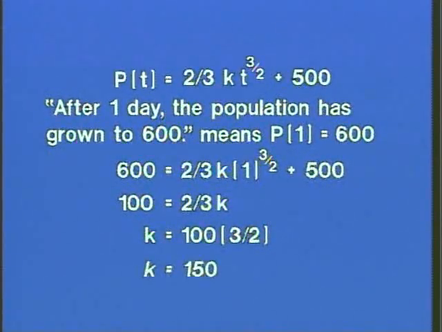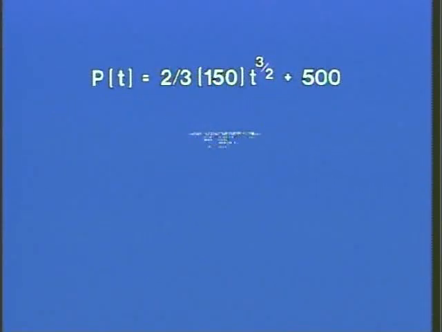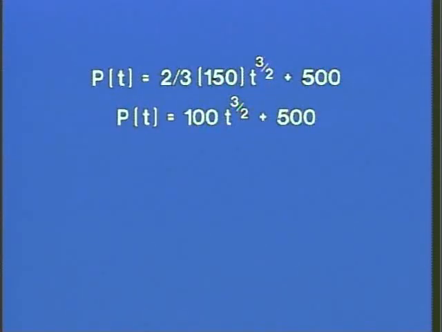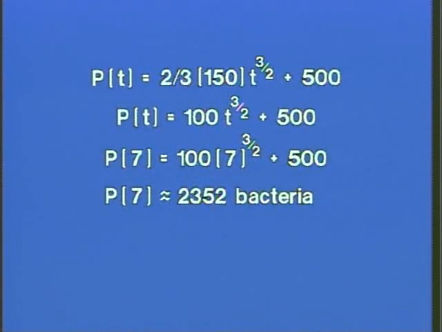or k is 150. Well, now we're set up to replace k with 150 and then answer the question that's posed in the problem. We're trying to find the number of bacteria after 7 days, and we can do that by just replacing into this equation. Now notice that 2/3 times 150 gives that 100 coefficient that we're looking at here. Replacing t with 7, we simply evaluate using the calculator, and we find then that after 7 days, there are approximately 2,352 bacteria.